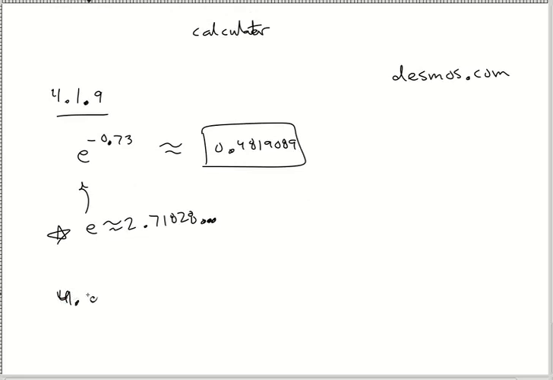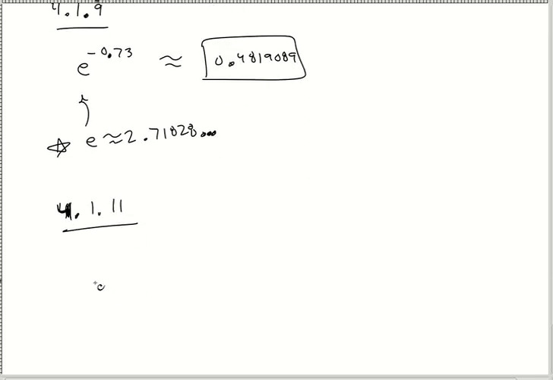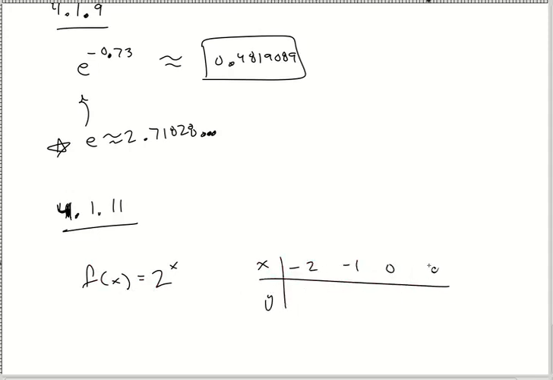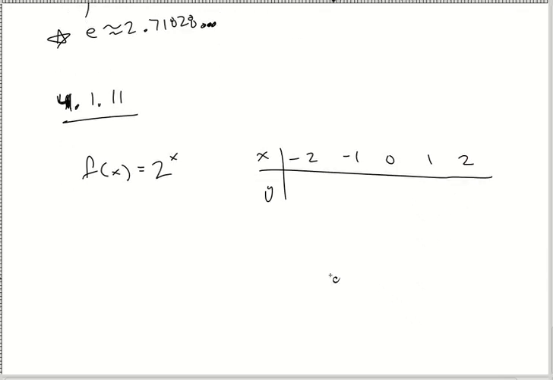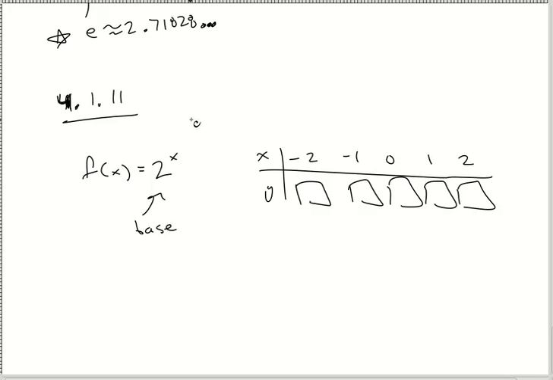So 4.1.11. I got f of x is equal to 2 to the x. And they have a table for me. X and y. Negative 2, negative 1, 0, 1, 2. And so I've got to find all these values here. So that 2 is called your base. The x is called your exponent.